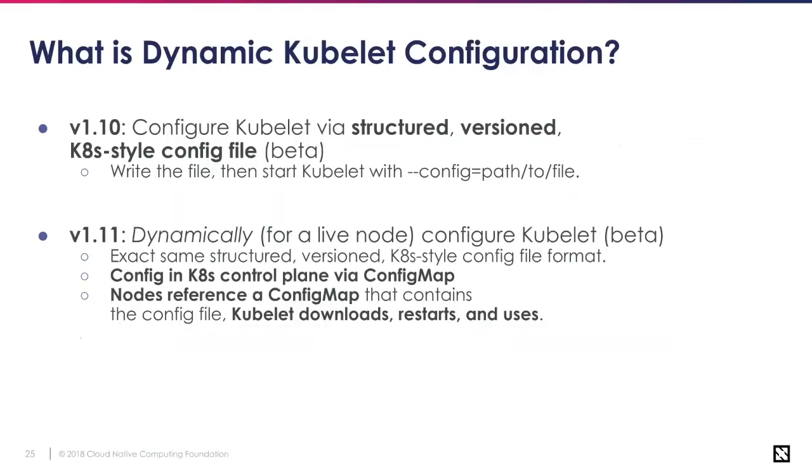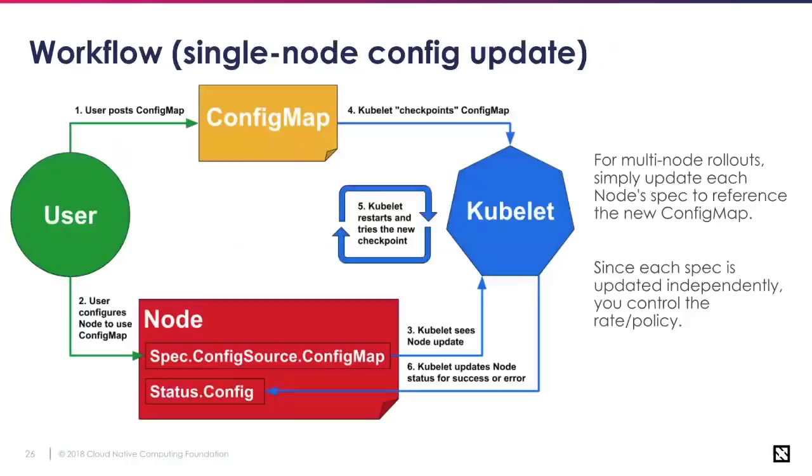And in 1.11, we launched this dynamic kubelet configuration feature to beta, which is basically just a way to deliver this config file in a live cluster to a live node and have the kubelet switch to using the new configuration. So you use the exact same structured versioned Kubernetes-style config file format as the file you would normally just write locally, but you can post this config file into the Kubernetes control plane via a config map, and then you can tell nodes to refer to that config map that contains your config file. And once you tell the node to refer to it, the kubelet will download that config and restart to use the new configuration.